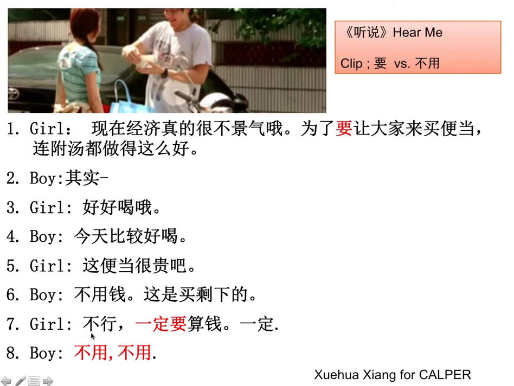The girl says, 不行, it can't be. 一定要算钱，一定, must need to give you money. 算钱, calculate. 一定要算钱，一定. And the boy says, 不用. So here's a nice sequence to show you 一定要, something must be done, it needs to be done. On the other hand, 不用, it doesn't need to be done. 不用, 一定要, 不用. So let's play this and you can read along.